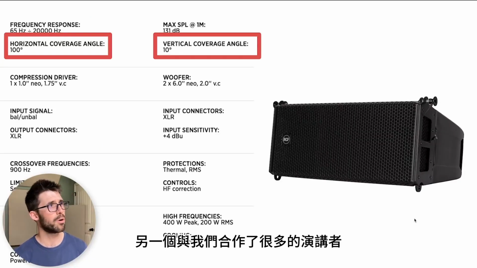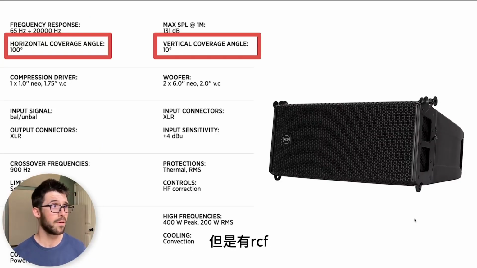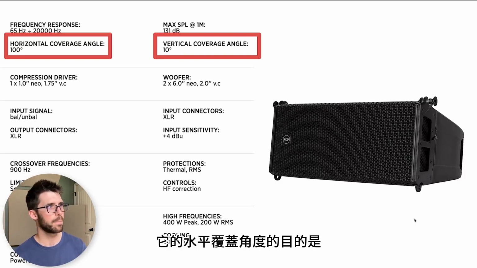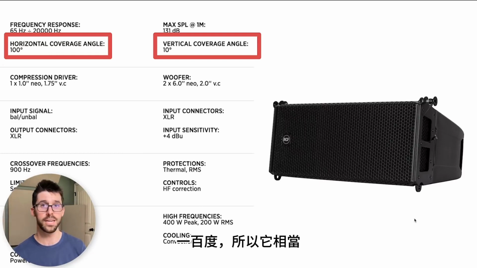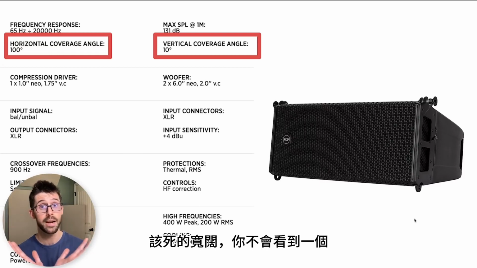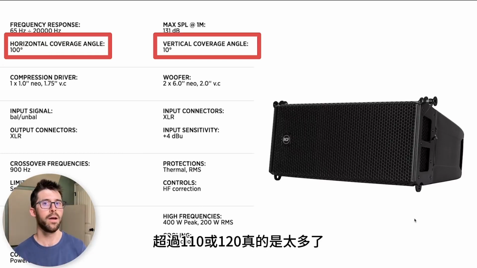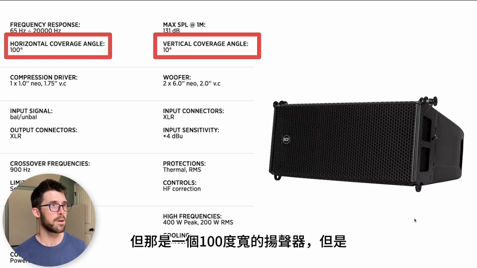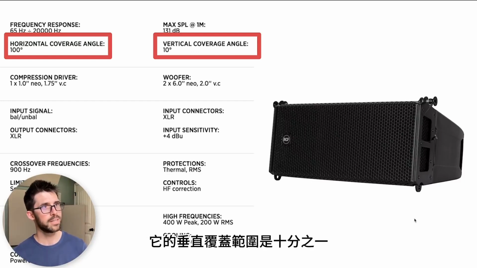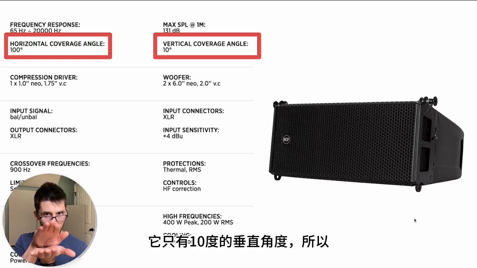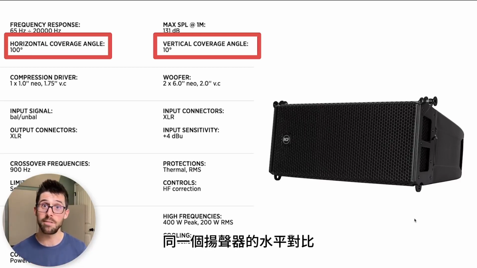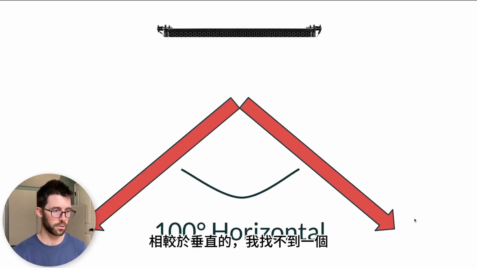Another speaker I work with a whole lot is the RCF HDL6A. It's a line array speaker, completely different functionality and purpose. Its horizontal coverage angle is 100 degrees, so it's pretty daggum wide. You're not going to see a whole lot more than 110 or 120 unless you get in those weird Bose systems, but that's a 100-degree wide speaker. But its vertical coverage is a tenth of that. It's only 10 degrees vertically, so you can have variable coverage in the same speaker, horizontal versus vertical.